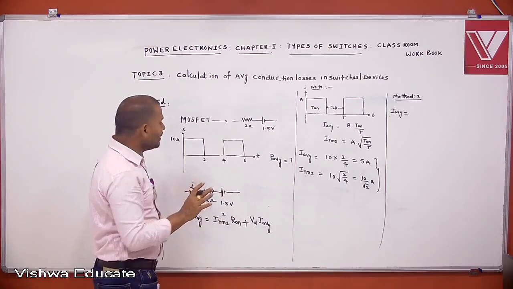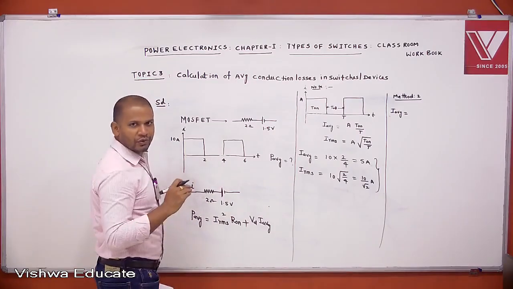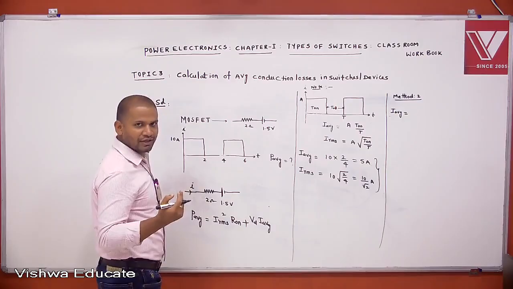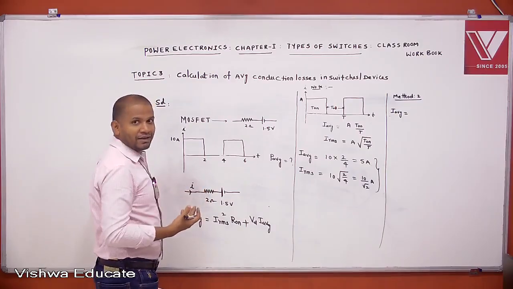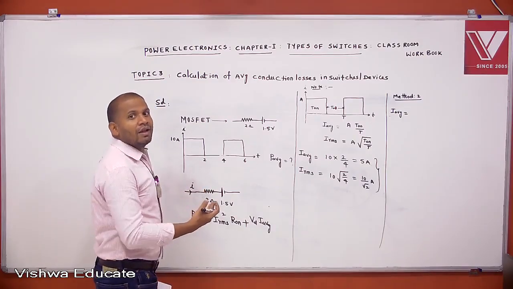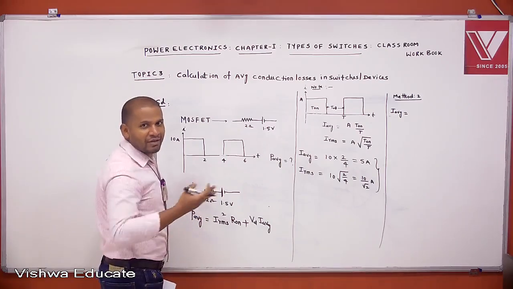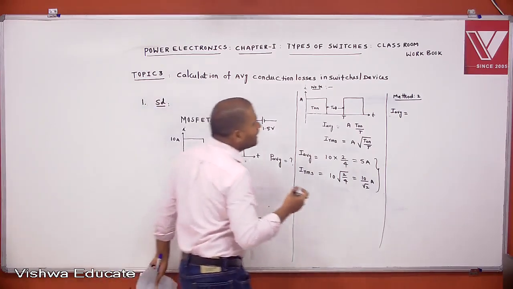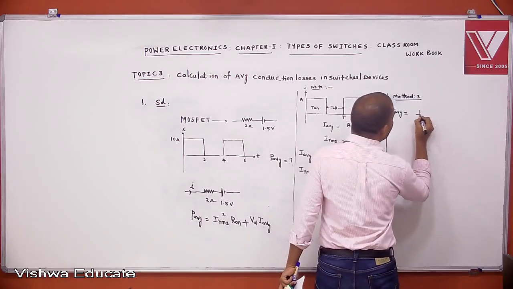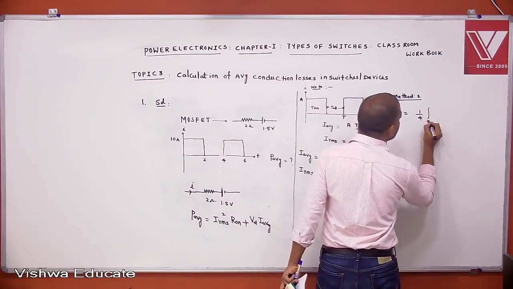Understood? The time period is 4 seconds. You take again, the time period is 4 seconds. But if it is not repeated, it is a non-periodic waveform, then the total time is taken as the time period. But it is repeated now. Time period is 4. That is 1 by 4 integral 0 to 2.